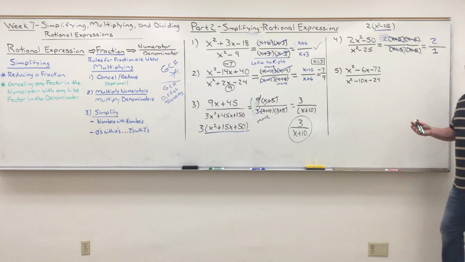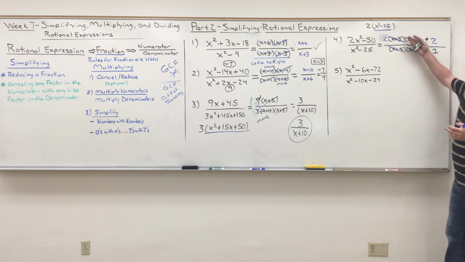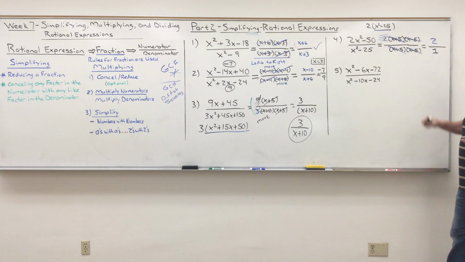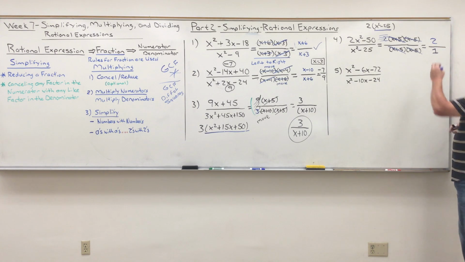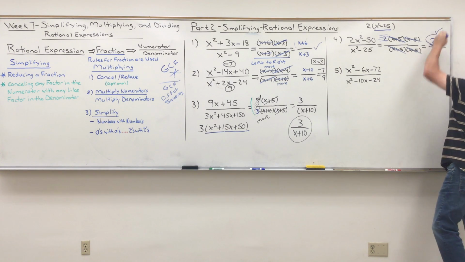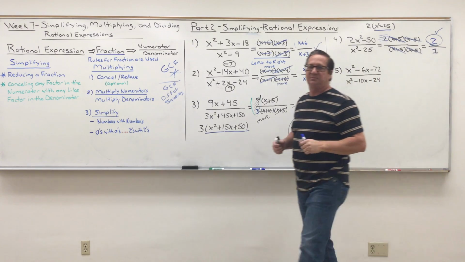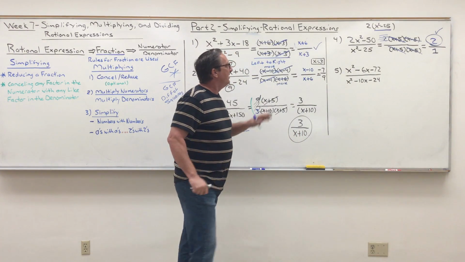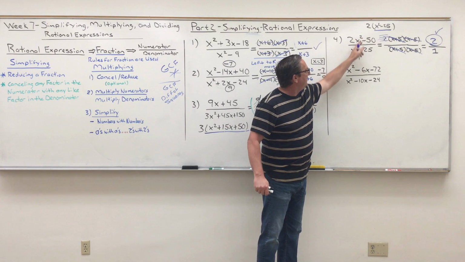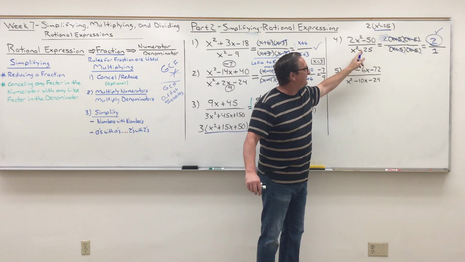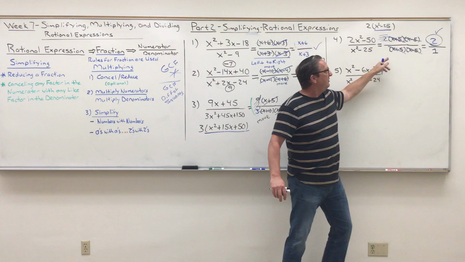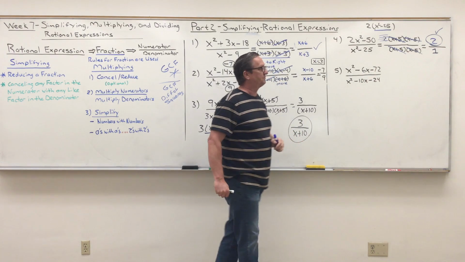You could put a 1 under there if you felt comfortable. Remember, you need the 1 on top if the top disappears, but I have a 2, and of course our clean answer would just be an answer of 2. Okay? That means whatever x you put in here, whatever you choose for x, your answer is always going to be 2.